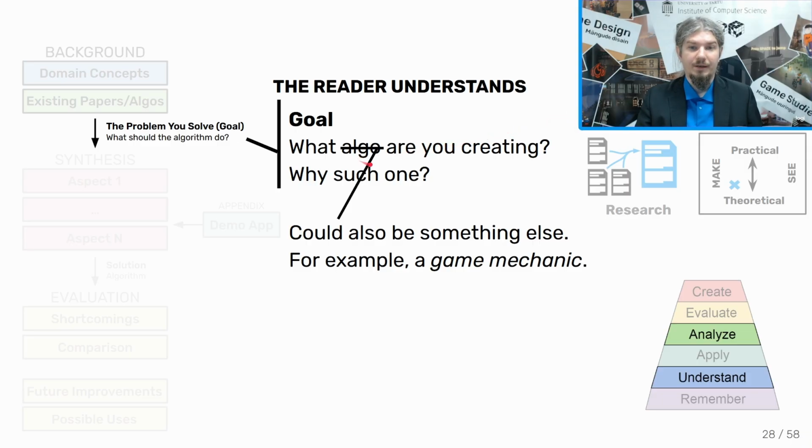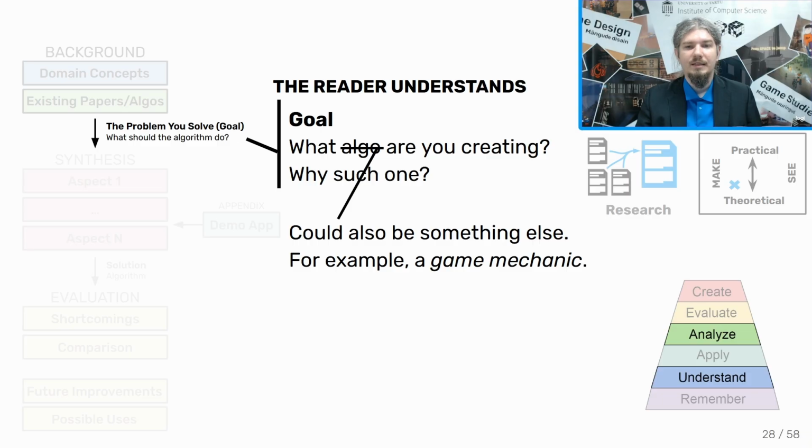Now, it doesn't have to be an algorithm. It could be something else, like a game mechanic. So you have investigated different papers that, let's say, use game mechanics as an educational tool or in some other creative way. And now you are trying to see that, well, in those papers, the game mechanics are not working as well as they should. And now you're trying to create a new game mechanic, for example.